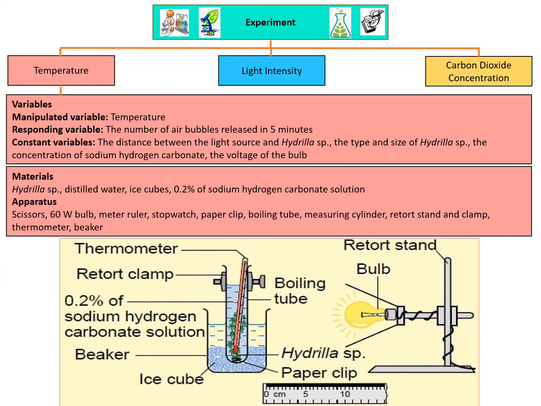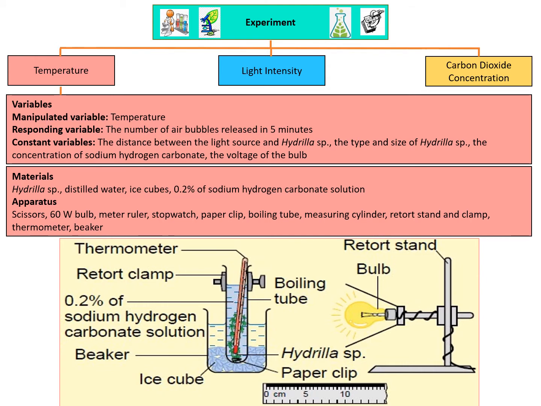Temperature. In temperature, the manipulated variable is temperature. Responding variable is the number of air bubbles released in 5 minutes, the same as just now. Constant variables: the distance between the light source and hydrilla, the type and size of hydrilla, the concentration of sodium hydrogen carbonate, and the voltage of the bulbs.